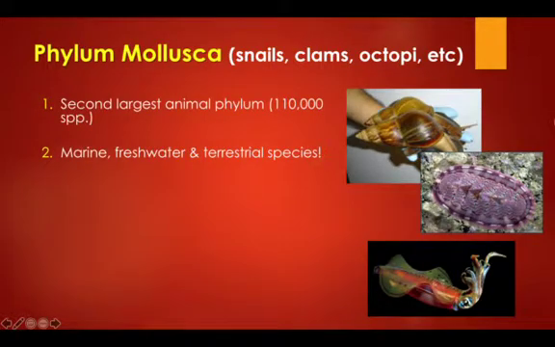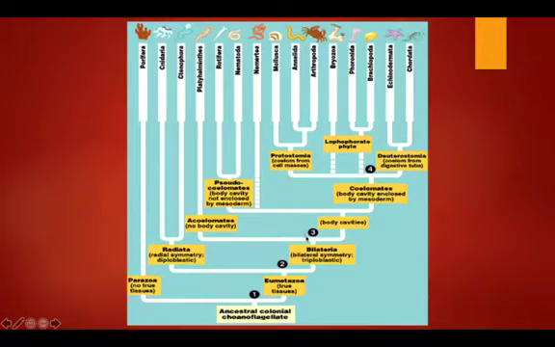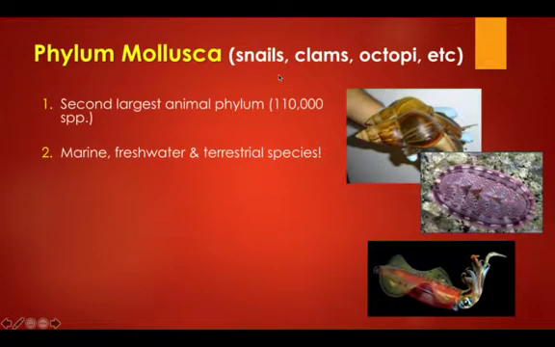So let's continue going. Now that we've gone over our pseudocoelomates, we're going to go over our coelomates. And the first phyla as you saw, we're going to go over are mollusks, the phylum Mollusca. This includes snails, clams, octopi, etc. This is the second largest animal phyla with about 110,000 described species. They can occur in all sorts of different types of ecosystems, including marine, freshwater, and terrestrial.